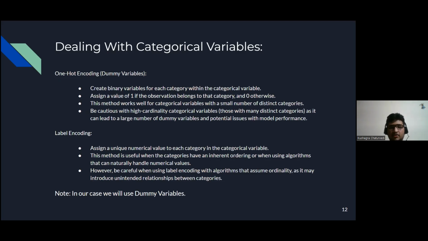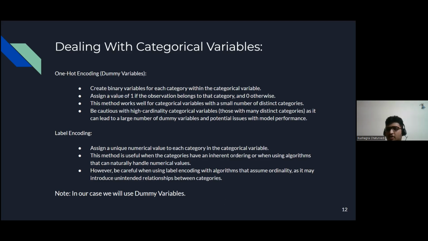Then how to deal with the categorical variables? To deal with the categorical variables, I have listed two methods here. Like in predictive modeling, we have to appropriately handle them so that we can use those variables as an input. So we have to convert them into numerical features.